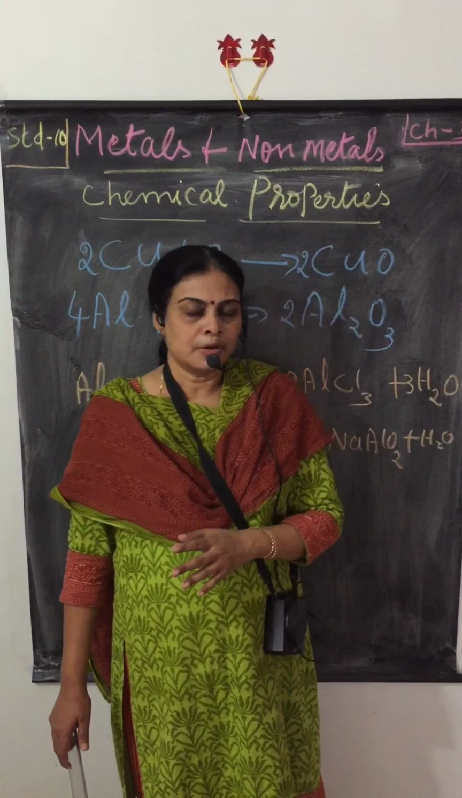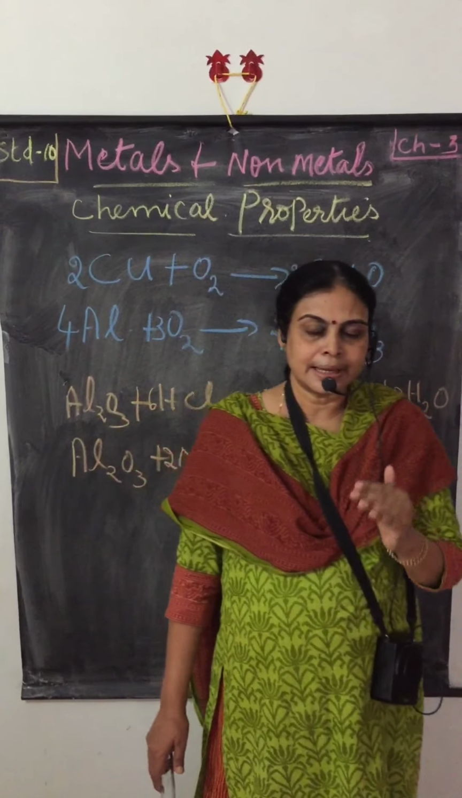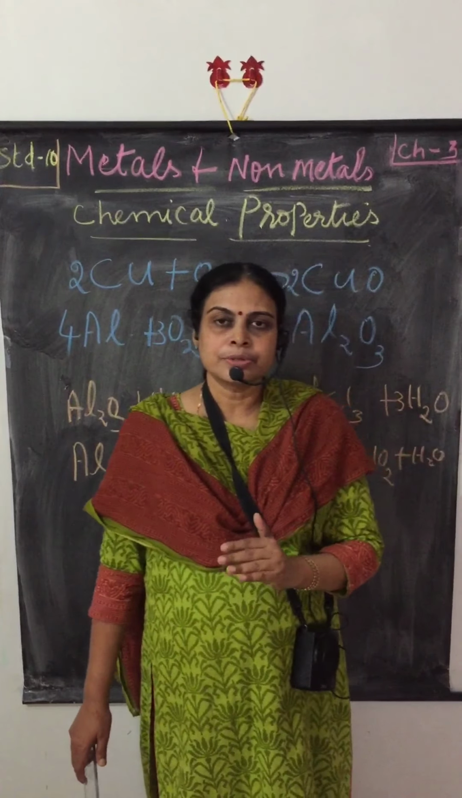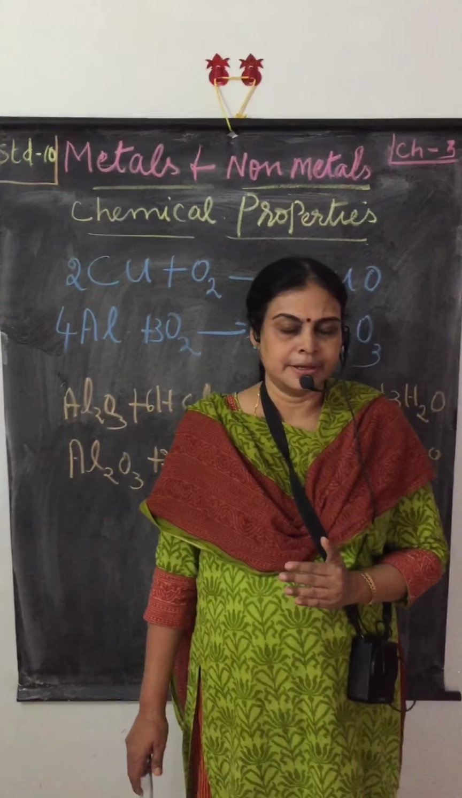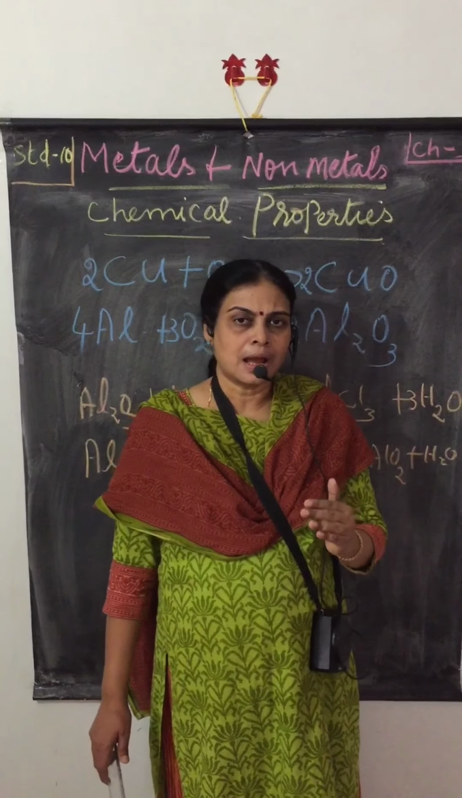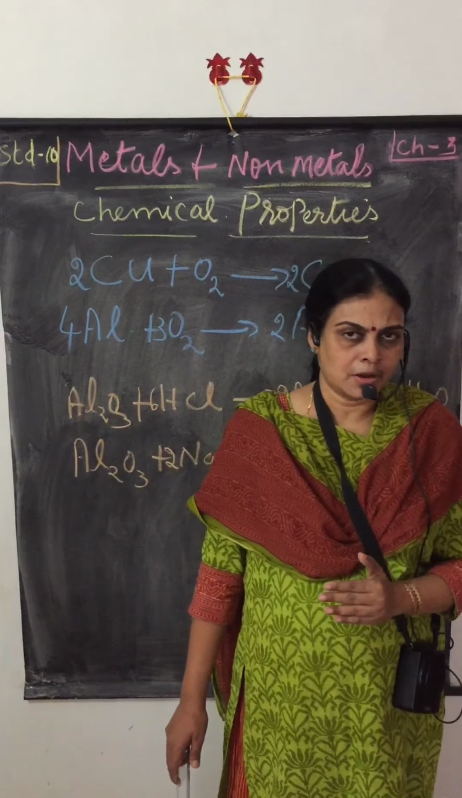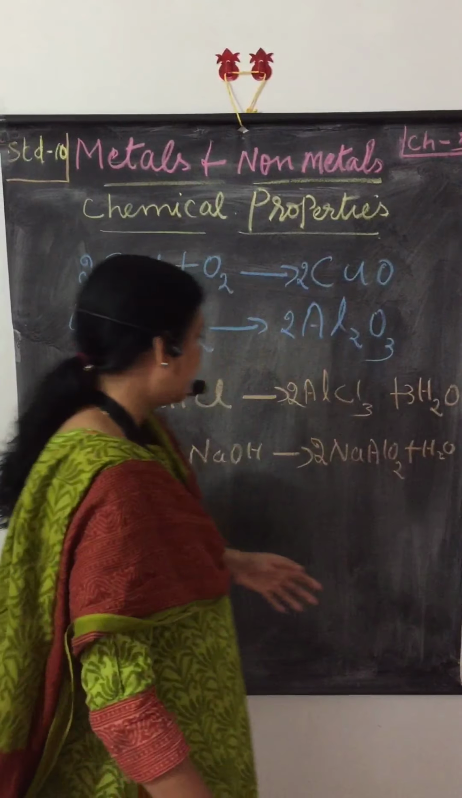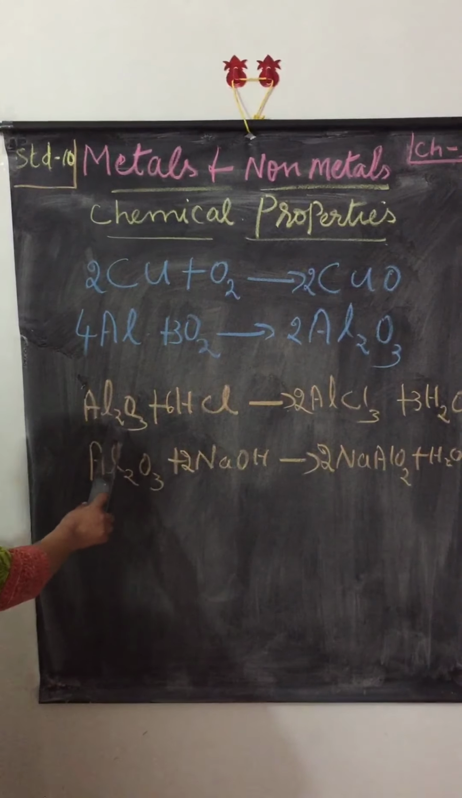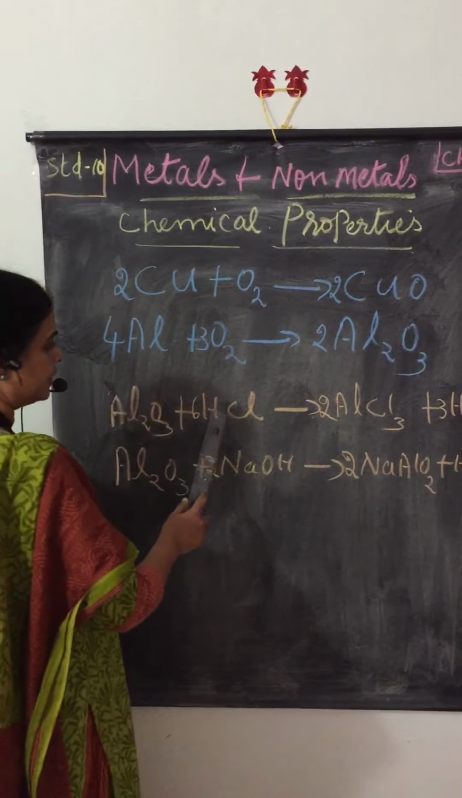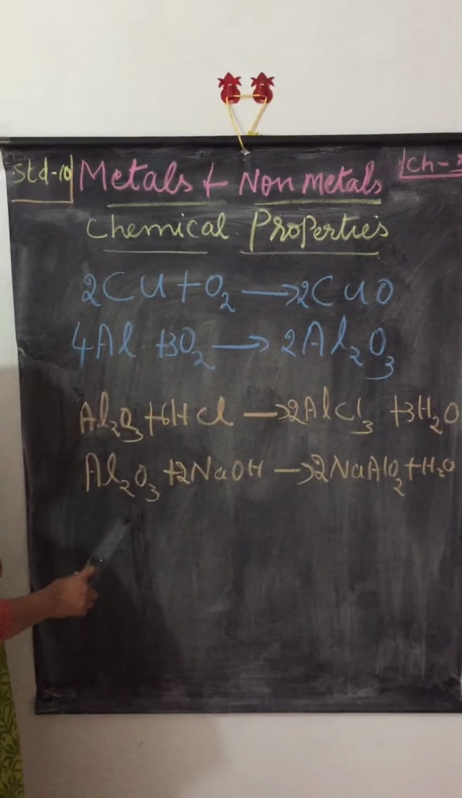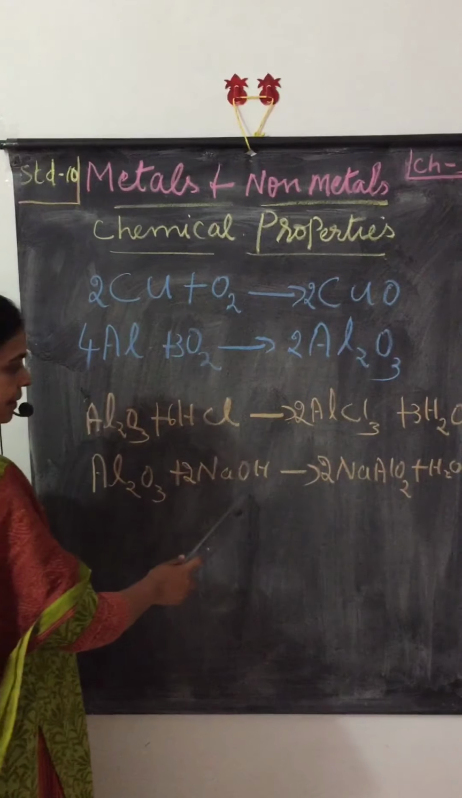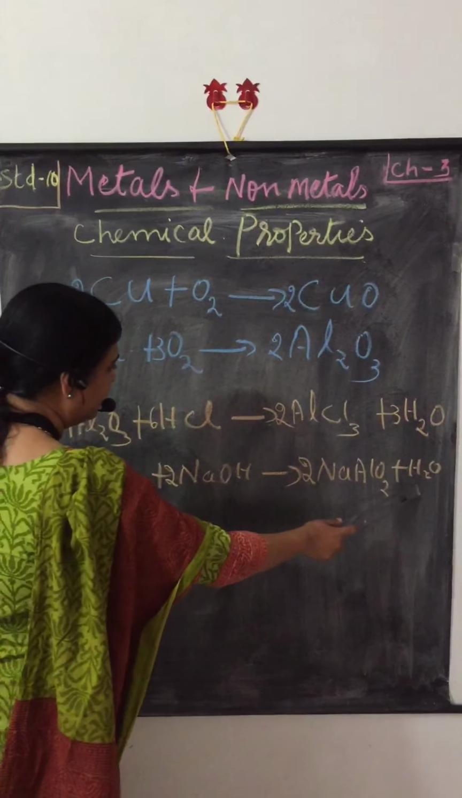But certain compounds like zinc oxide and aluminium oxide show both acidic and basic behavior. So those compounds are called amphoteric oxides. Aluminium oxide combines with hydrochloric acid to form aluminium chloride and water. At the same time, aluminium oxide combines with an alkali to form sodium aluminate.